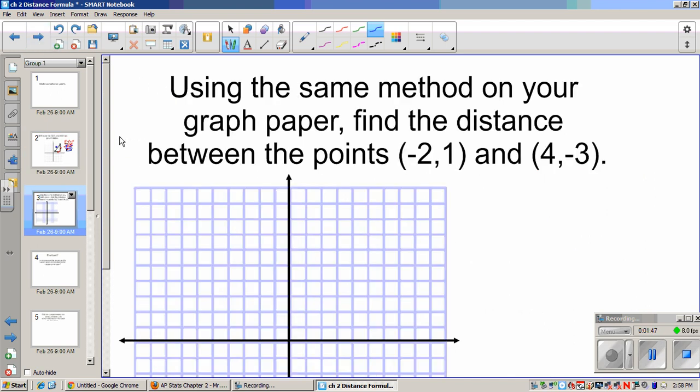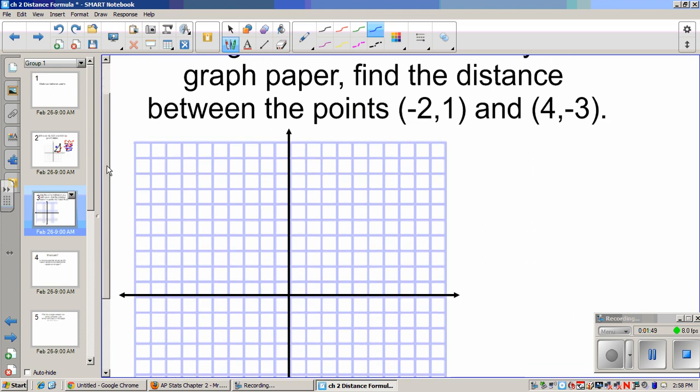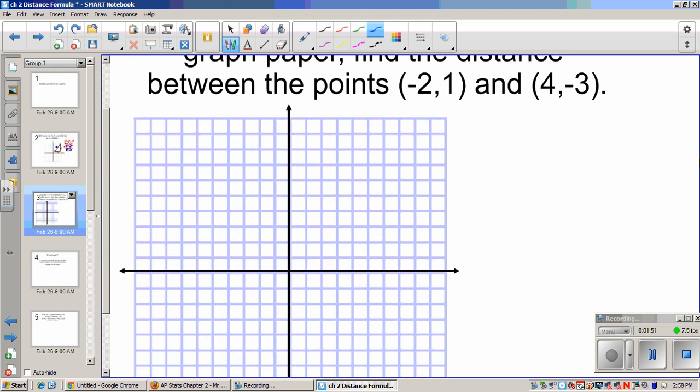Now, using the same method, let's find the distance between (-2, 1) and (4, -3). So -2, 1, 4, -3. Now I'll draw this line. Now what I want you to do is pause the video and see if you can figure out this distance on your own.